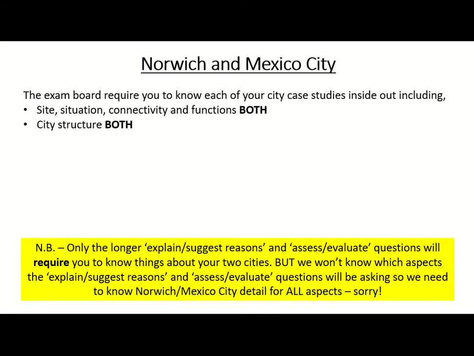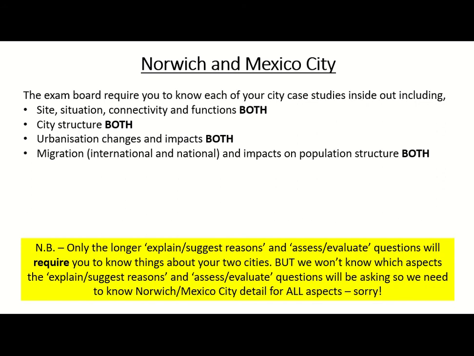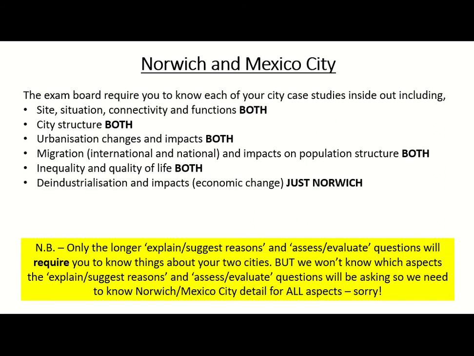You need to know the structure of the cities for both. You need to know the changes because of urbanization and the impacts of urbanization in both. You need to know how migration affects both national and international migration. So how it affects the population and how it affects other aspects of living in the towns and cities. You need to look at inequality and the quality of life for both.